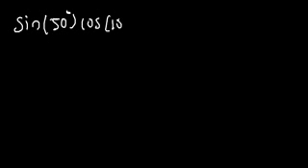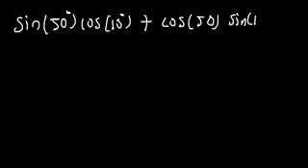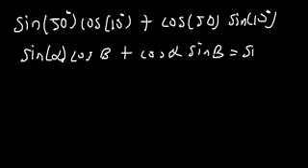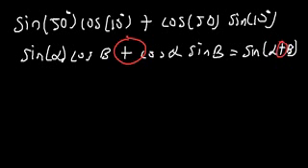Now sometimes you might get the alpha plus beta problem in reverse. Let's say you get this question: sine 50 cosine 10 plus cosine 50 sine 10. You need to recognize the equation: sine alpha cosine beta plus cosine alpha sine beta is sine(alpha plus beta). Notice that if it's positive, this stays positive. For cosine, it's the reverse. If that's positive, it switches to negative. But notice that it's alpha plus beta. That's the important part. So all we have to do is add these two angles, 10 and 50.